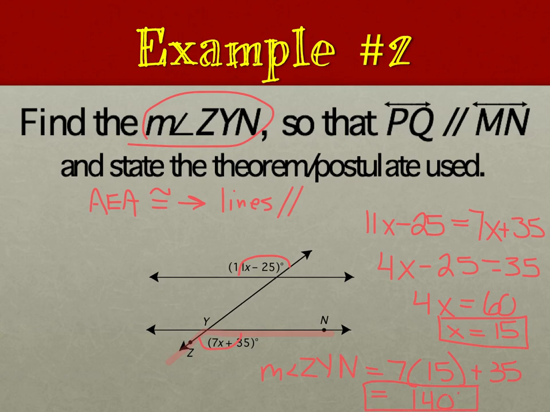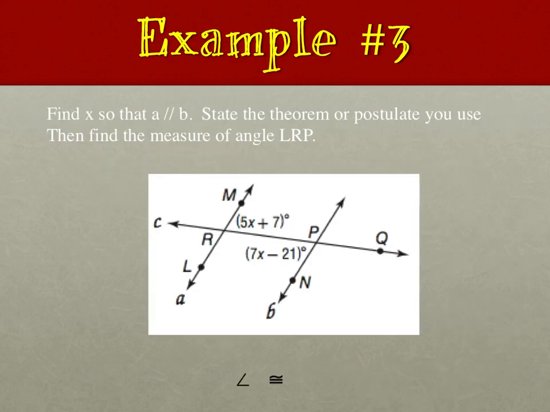If I wanted to check, I should plug it in here for this angle because I should get 140 as well. All right, let's look at example number 3 over here. We are finding x so that A is parallel to B. So here's line A, here's line B. We want these to be parallel. If they're to be parallel, if alternate interior angles, which is what this is, if they're congruent, that implies parallel lines. So therefore, I'm going to set those equal to each other and solve for x.